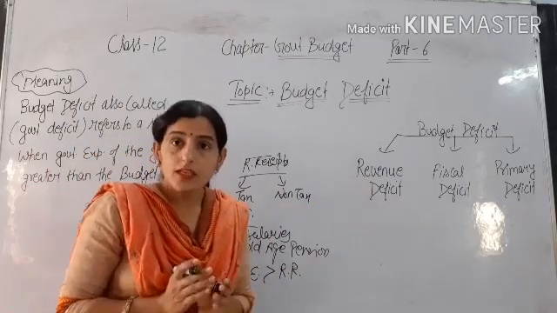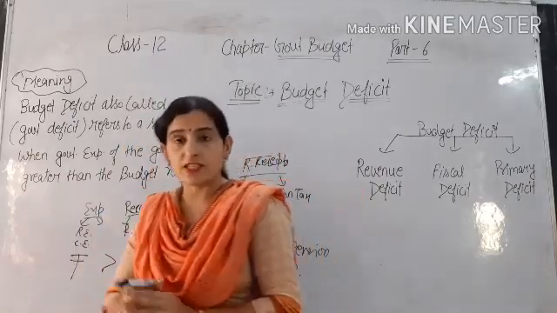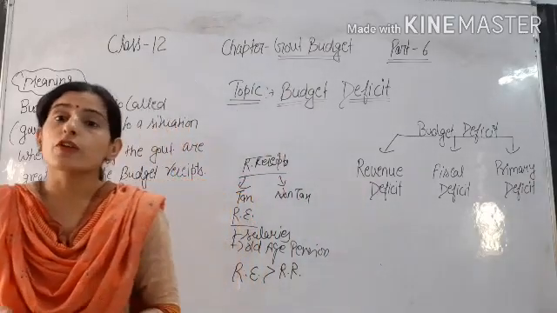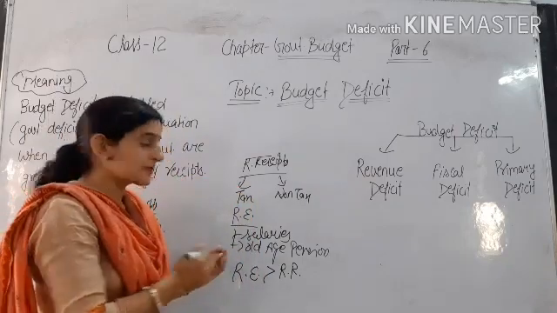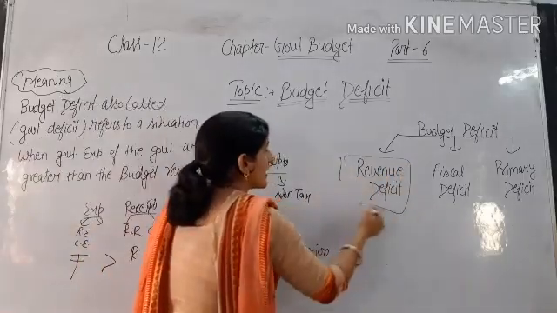So how does the government recover or fulfill their deficit? By borrowing from the market, by borrowing from the people, by borrowing from the RBI, or the government can reduce their expenditure. This we have already discussed in our earlier video.